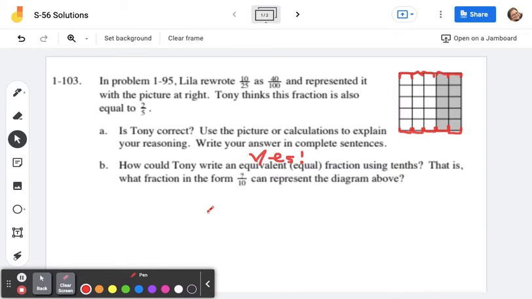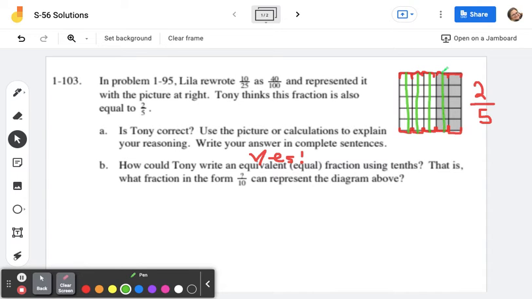Second part, how can Tony write equivalent fractions using tenths? That is, what fraction of the form what over 10 can represent the diagram above? So I know if we're just looking at these red columns, 2 of the 5 total columns are shaded in. So now the question is, well, can I make those red columns tenths? I sure can. So I'm going to divide each of those red columns in half, or multiply it by 2, same thing.